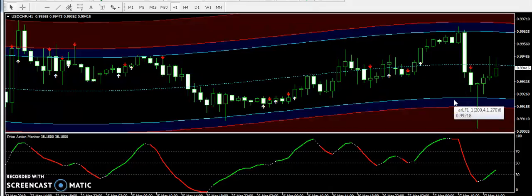And guys, I think I have explained this trading system very well, and now hopefully you will be able to use the system in an efficient way.